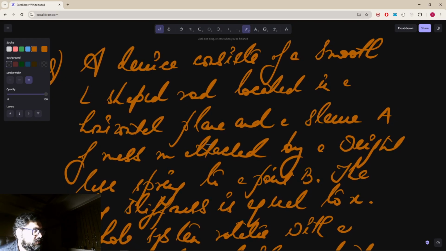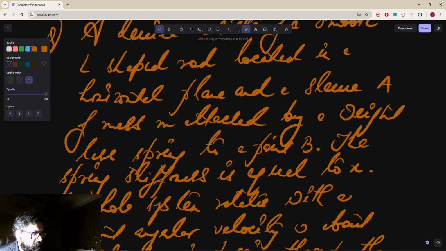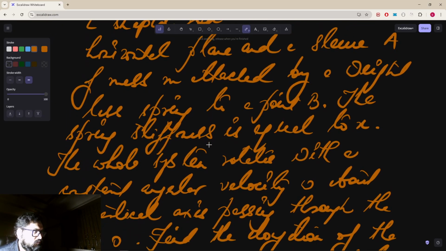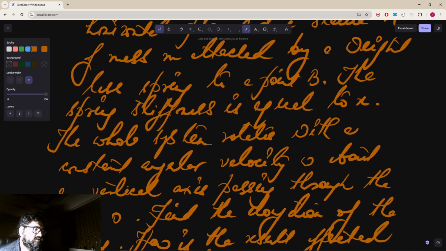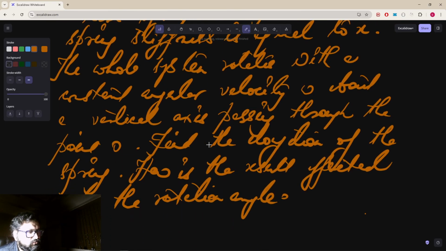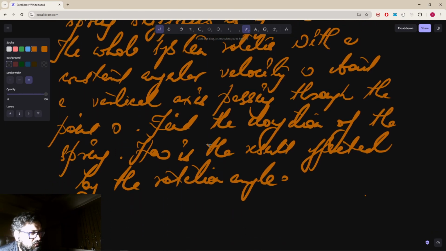In this question, I have a device that consists of a smooth L-shaped rod which is located in a horizontal plane, and a sleeve A of mass m is attached by a weightless spring to a point B. The spring stiffness is equal to x. The whole system rotates with a constant angular velocity omega about the vertical axis passing through the point O. Find the elongation of the spring. How is the result affected by the rotation angle?